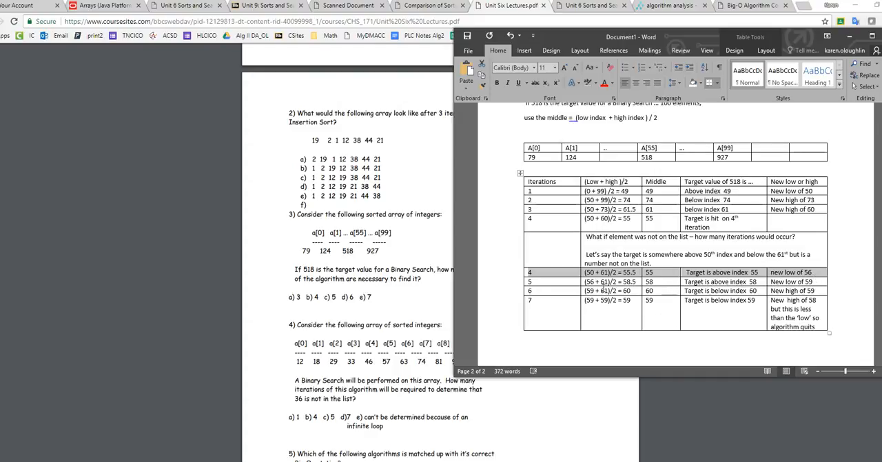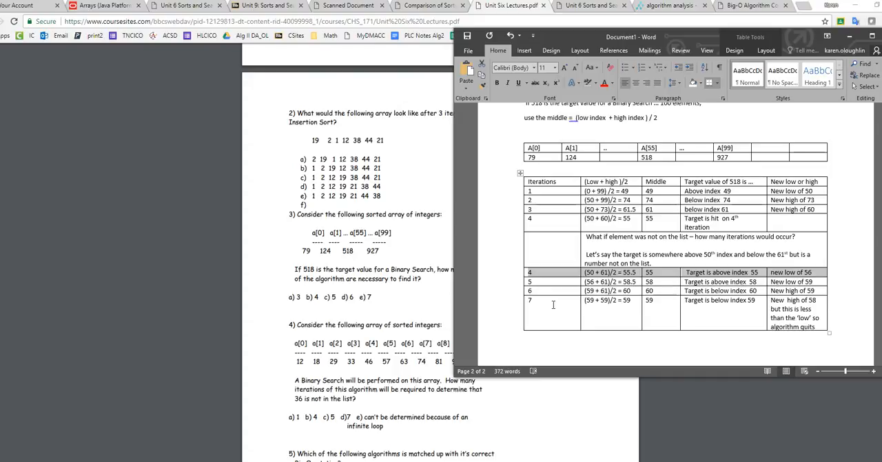And my calculations are going to be slightly off there because I did this calculation up here wrong, but you get the idea that you take the low plus the high index, divide by 2, and if you calculate it all the way through, you're going to get to the 7th iteration.